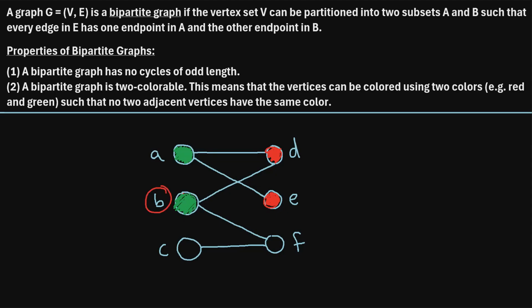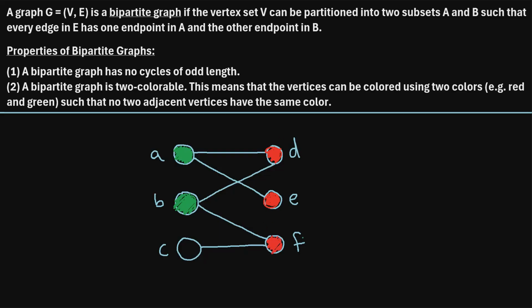Now if we move on to vertex B, since it is green, every vertex that it is adjacent to needs to be a different color. So it's adjacent to vertex D, which is already red, and it's adjacent to vertex F. So F also needs to be red. So let's color F red.